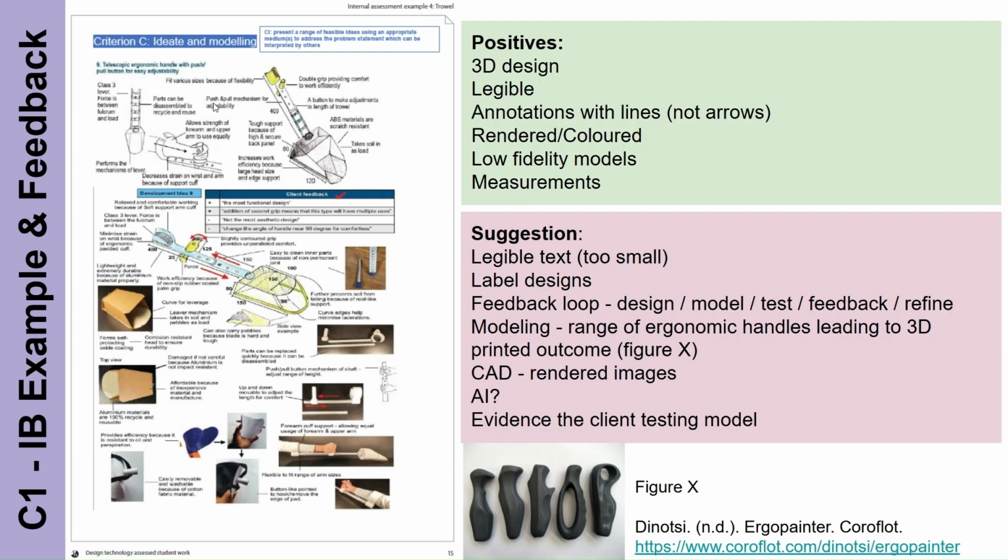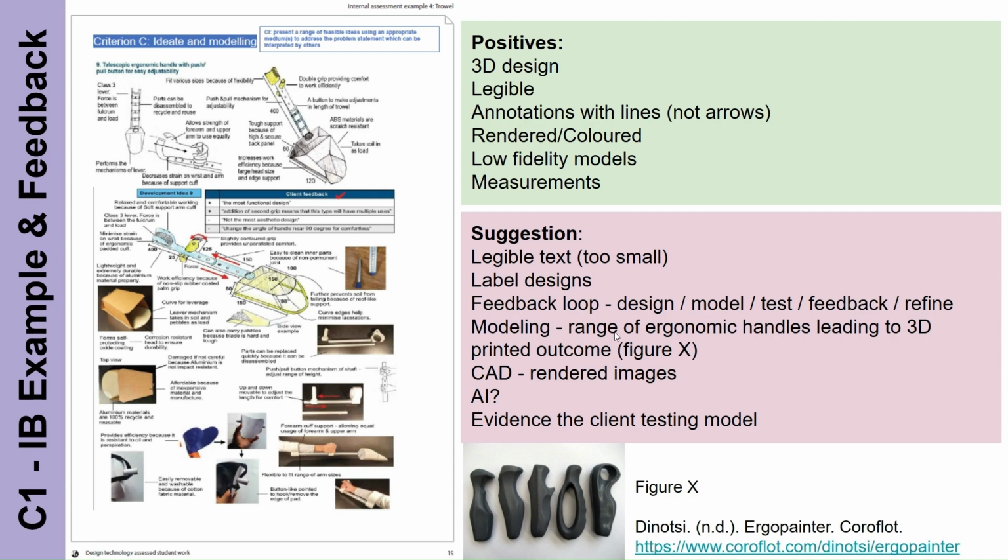Suggestions: text is inconsistent. Some text seems smaller than others, and it's not really legible. Label the designs, so design 1, 2, and 3. There is, I suppose it is there. A feedback loop of design, model, test, feedback, and refine isn't really evident. So it should flow perhaps a little better.